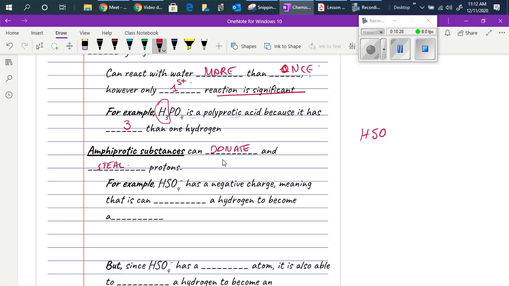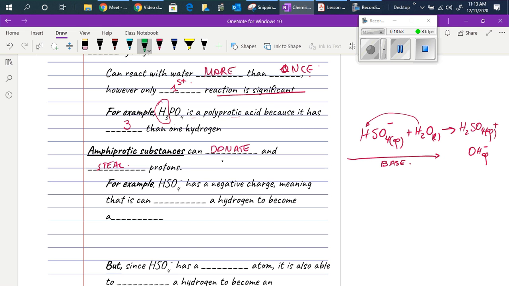So let's see, HSO4 minus in aqueous solution, meaning in the presence of water, will be either stealing one and then becoming H2SO4 in aqueous solution plus OH minus, which will turn out to be a base, but still, HSO4 minus in aqueous solution with H2O liquid will be able to donate a hydrogen, creating hydronium, H3O plus in aqueous solution, plus SO4 2 minus in aqueous solution.